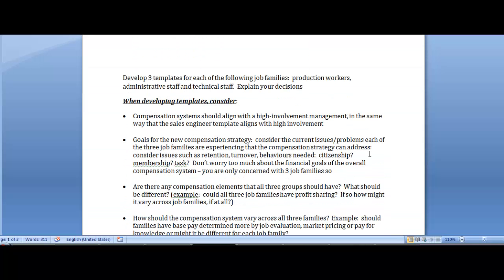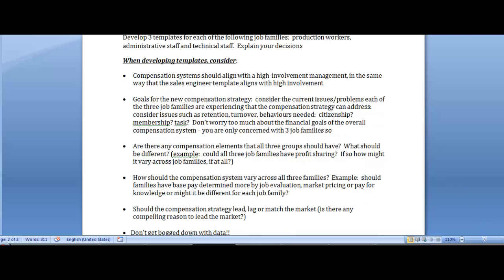First of all, let's look at the requirement. You're supposed to develop 3 templates for each of the following job families: production workers, admin staff, and technical staff, and explain your decisions. Now, I've told you a maximum of 8 pages, but most students are able to do it within 5 or 6.